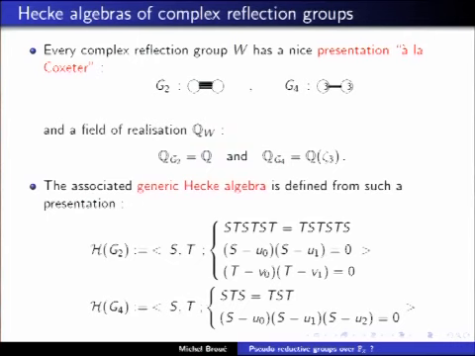The associated generic Hecke algebra is defined as you may think. You keep the braid relations. These are the braid relations for G2. These are the braid relations for G4. And you replace the order relation, S squared is 1, by a general polynomial of order 2: (S minus u0)(S minus u1) is 0. In the case of G4, you replace it by a general polynomial of order 3. And you get a deformation which has, a priori, all the chances to be anything.